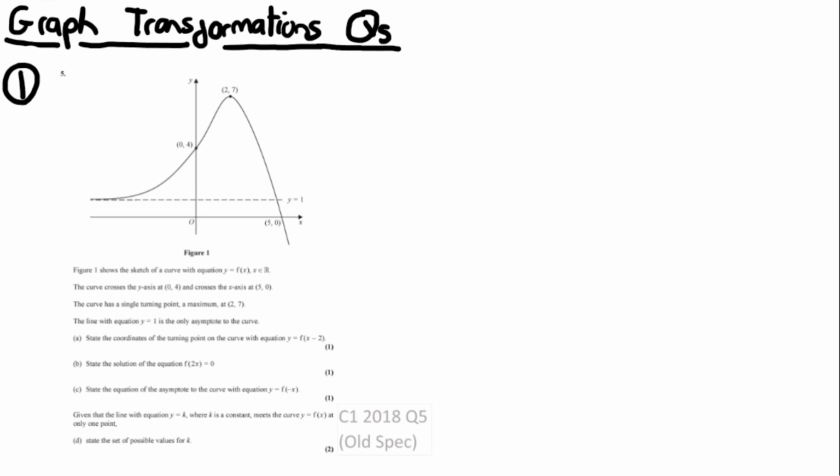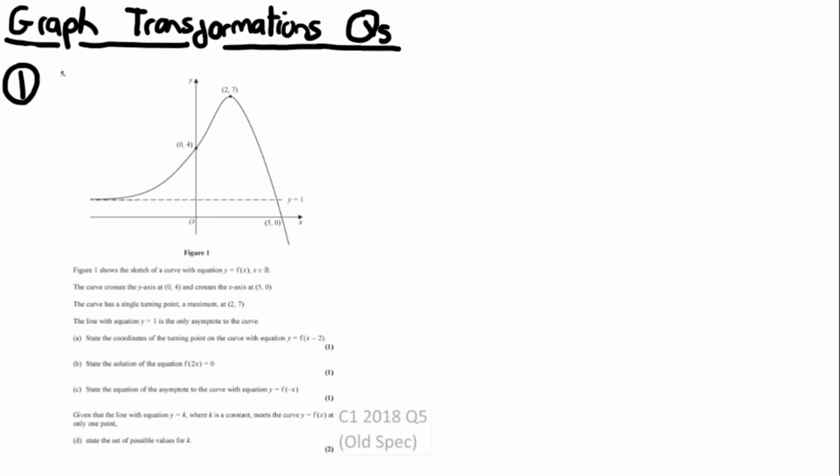So for question 1, this is an unusual graph that you wouldn't have seen before, but that's not really too important. The important thing is that it's just a transformation question. Okay, so the question gives you a sketch of the equation y is equal to f of x, and then it talks about the points.